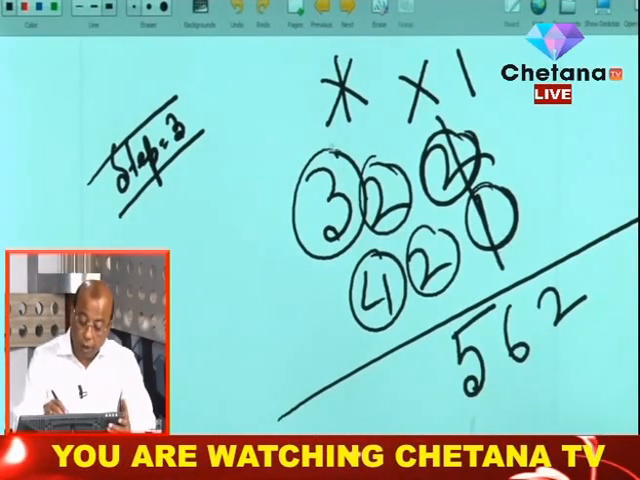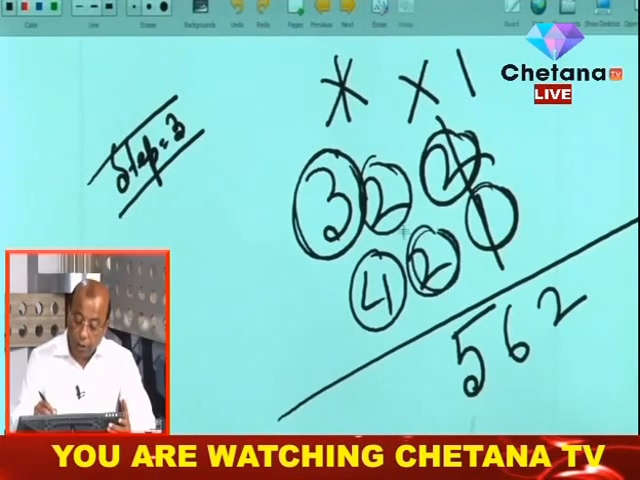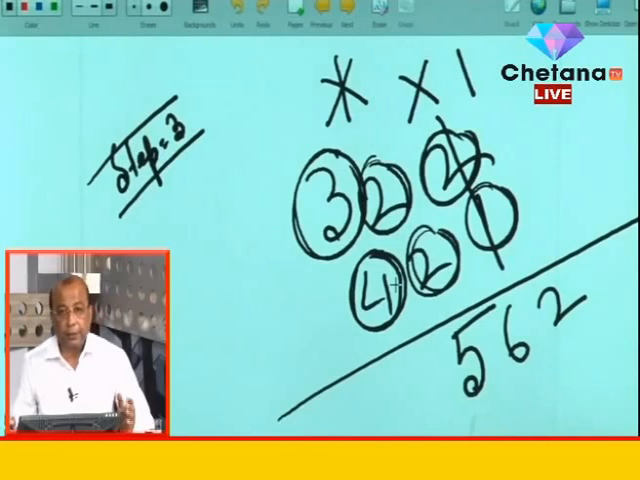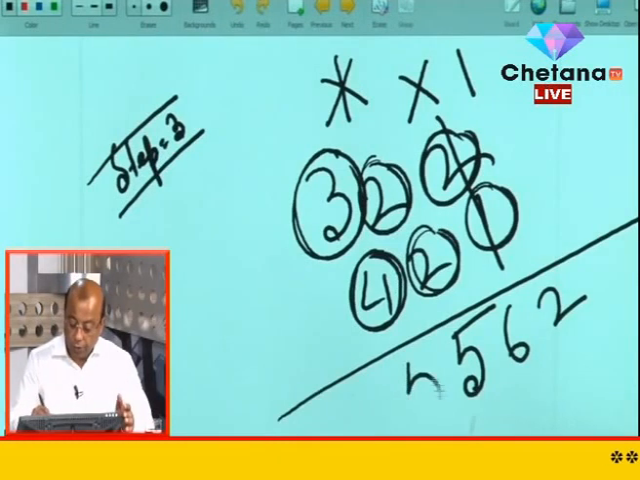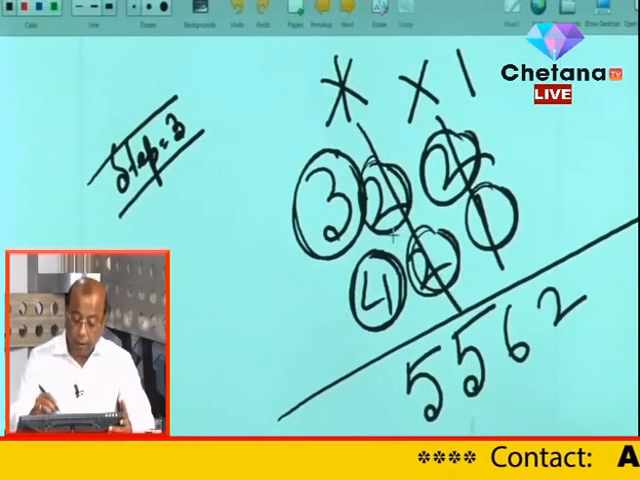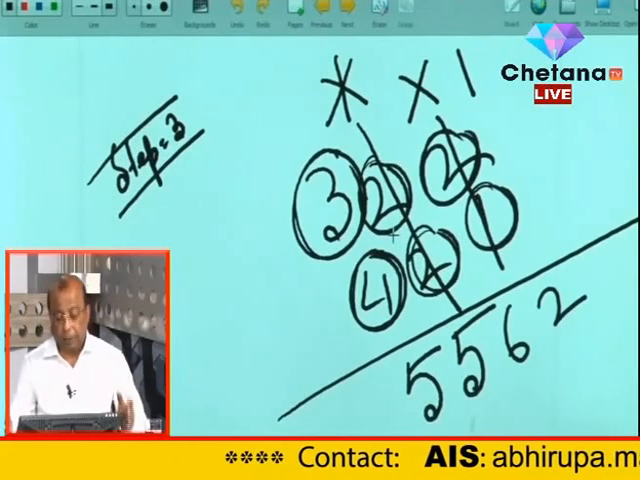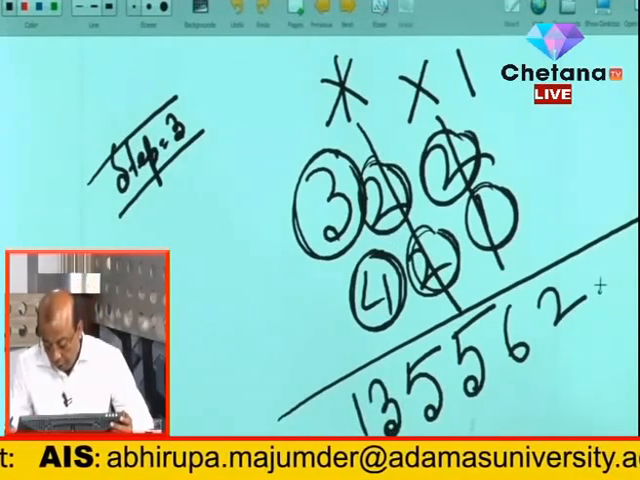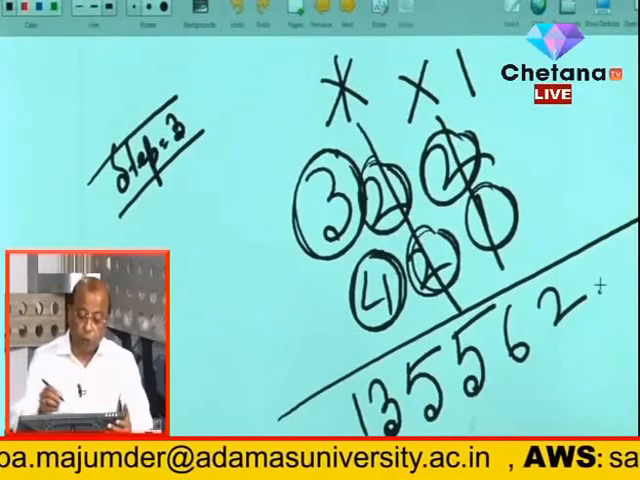Next, 3 into 2, 6. 4 into 2, 8. 8 plus 6, 14 plus 1, 15. 1 in hand. Next, 3 into 4, 12 plus 1, that is 13. Answer: 1, 3, 5, 5, 6, 2.